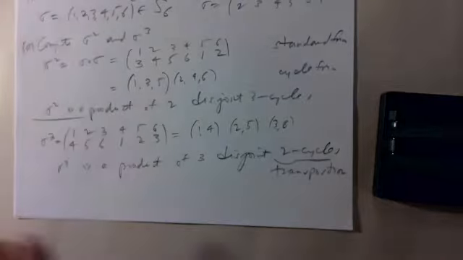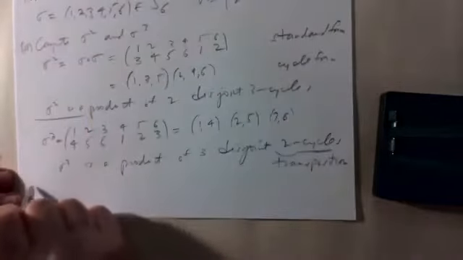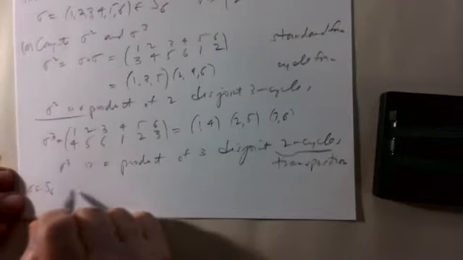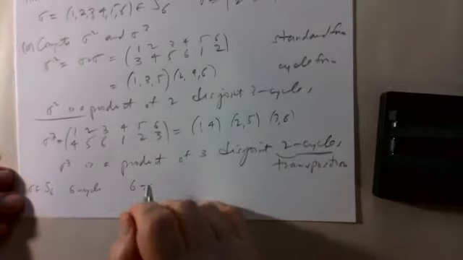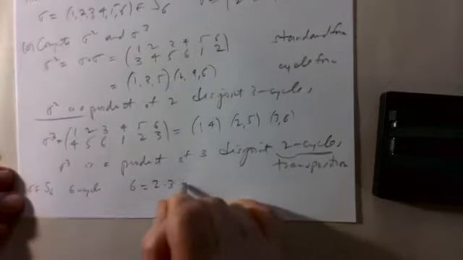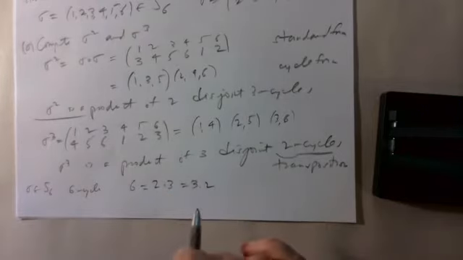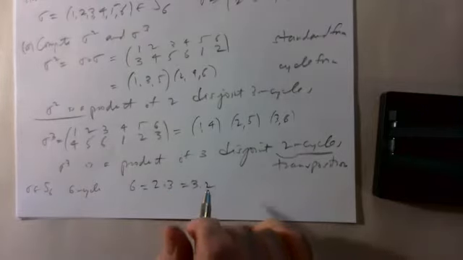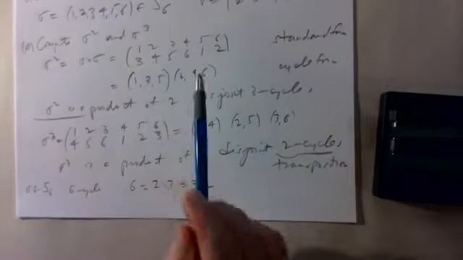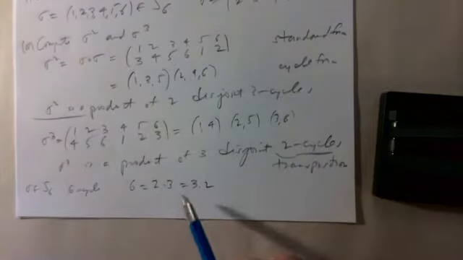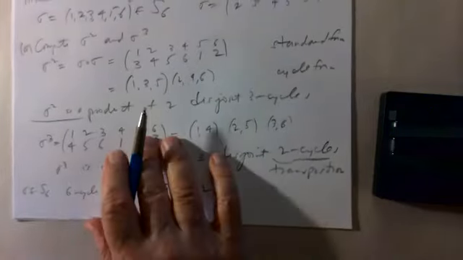Okay, that was part A. Now notice also that we started with a permutation sigma in S6, a 6 cycle. And 6 is 2 times 3, and it's also 3 times 2. So we see that sigma squared is a product of 2 3 cycles, and sigma cubed is a product of 3 2 cycles. And part B is to show the following.